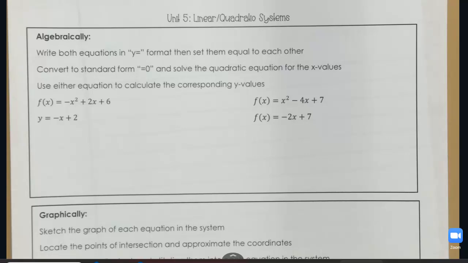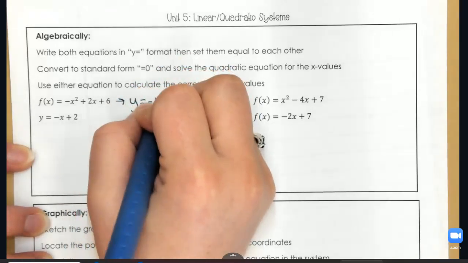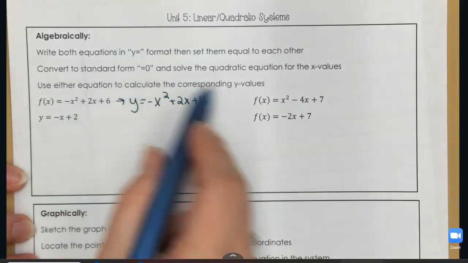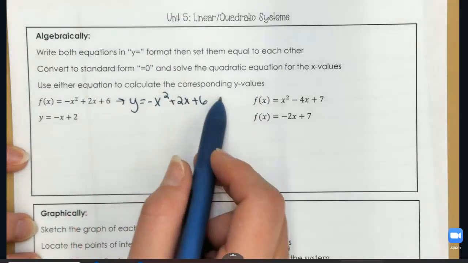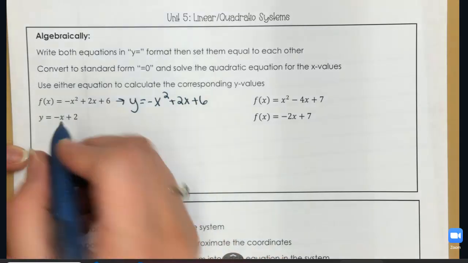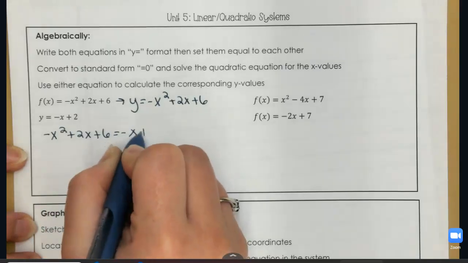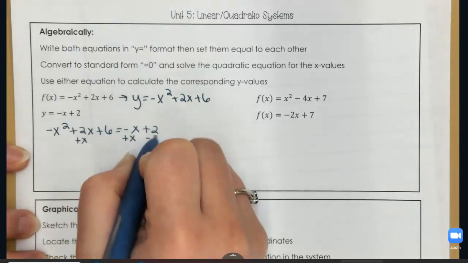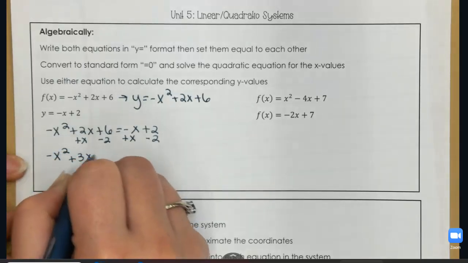So what we are going to be doing is making sure both equations are in y equals form. So for example, on this first one, I need to take this out of function notation. And then standard form, solving the quadratic equations for the x values and using that equation to find the y values. So once we've set them equal to each other, because that's going to be where they intersect, what I need to do is rearrange my equations so that everything is on one side, just like we did when we solved any other quadratic equation. So for this first one, I end up with negative x squared plus 3x plus 4 equals 0.